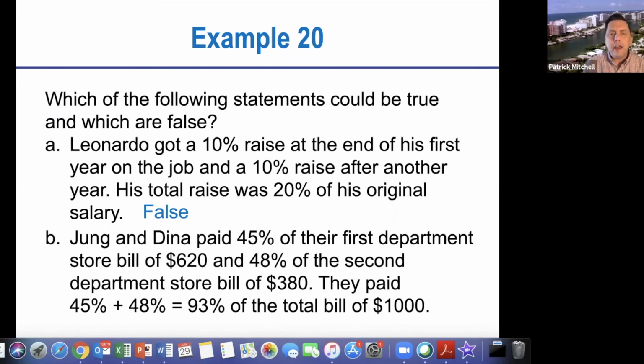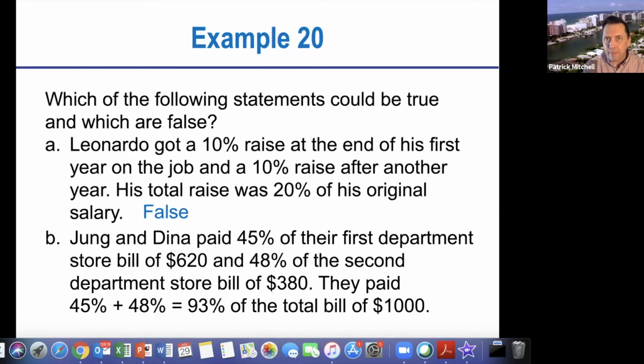Next, we have Young and Dina paid 45% of their first department store bill of $620 and 48% of the second department store bill of $380. True or false? They paid 45% plus 48% equals 93% of the total bill of $1,000. Well, unfortunately, that is also false. Percentages don't add up that way.